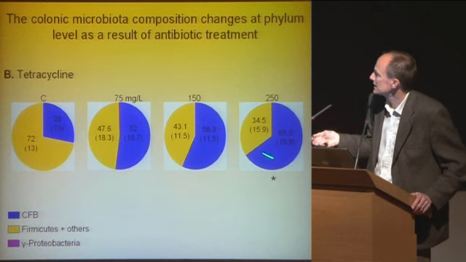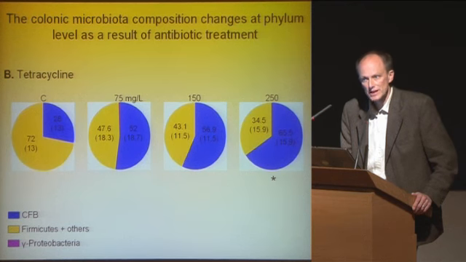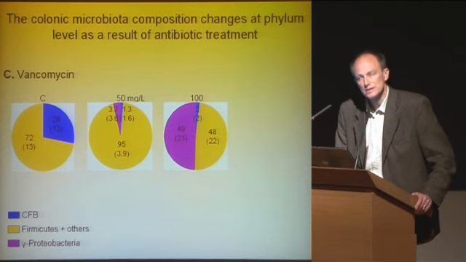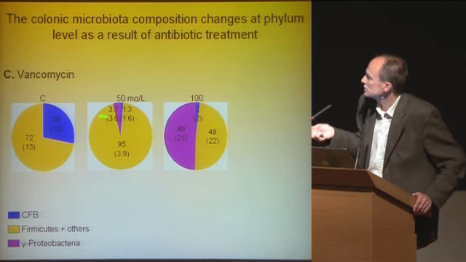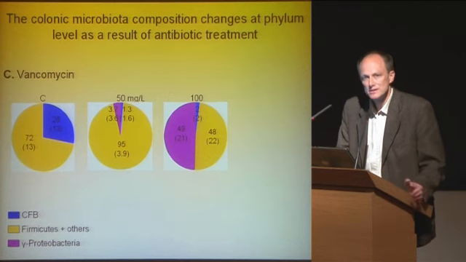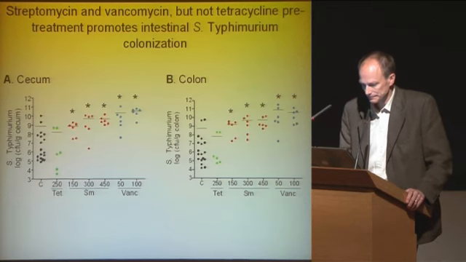Again, very similar type distributions of these things. Then we also gave them vancomycin. Vancomycin really hits gram-positives, and it had a profound effect, a different way, in terms of the big shifts. And you can see you're now getting a lot of proteobacteria coming up with vancomycin. So strep and tet are similar, vancomycin is different. Let's infect them with Salmonella and see what happens.